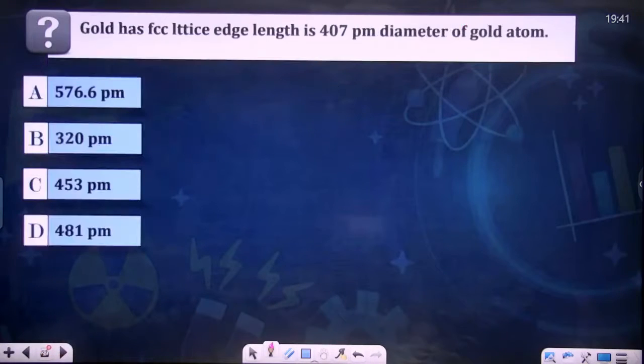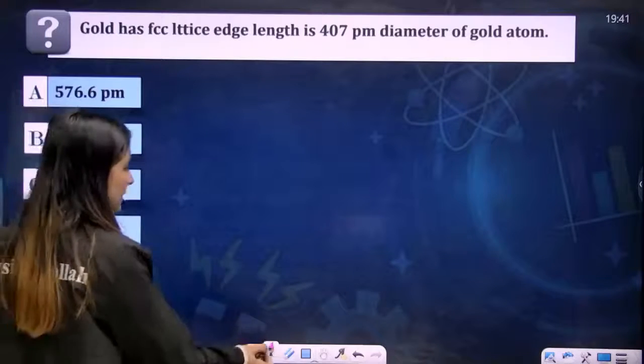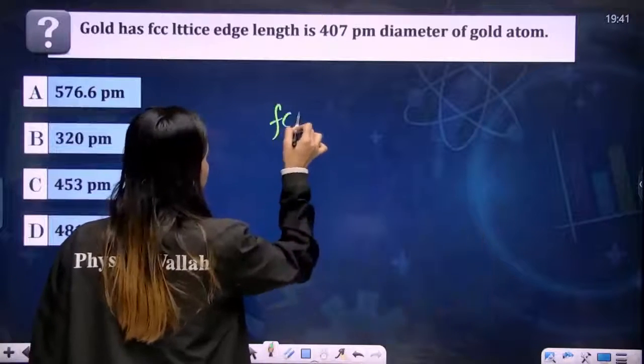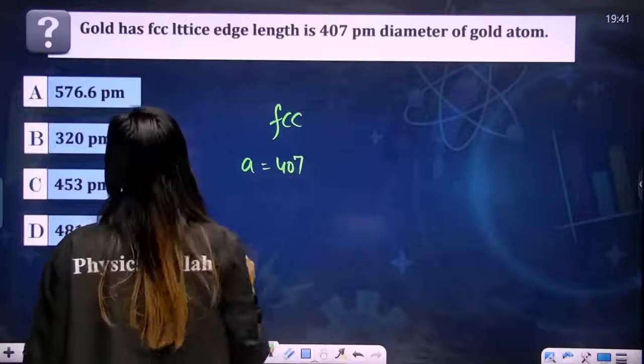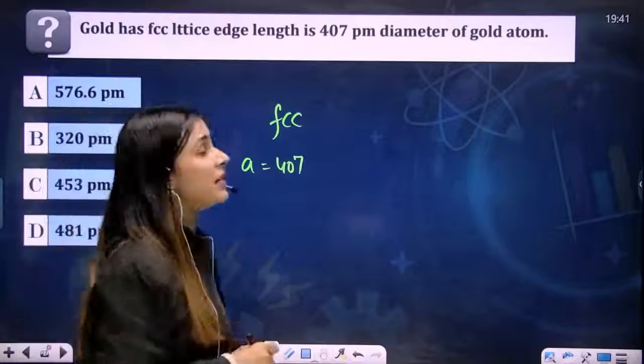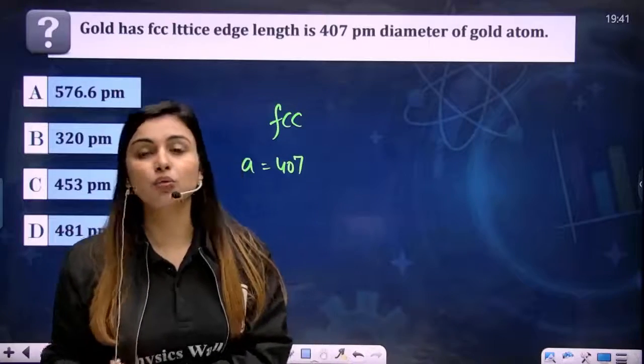Let's solve another question. The question is on your screen. Try the question yourself, my dear students. We've done a lot of questions exactly like this. The question says that gold has an FCC lattice. So this time you have an FCC lattice and the edge length a is given to be 407 picometers. You have to tell the diameter of the gold atom. So you need the radius.